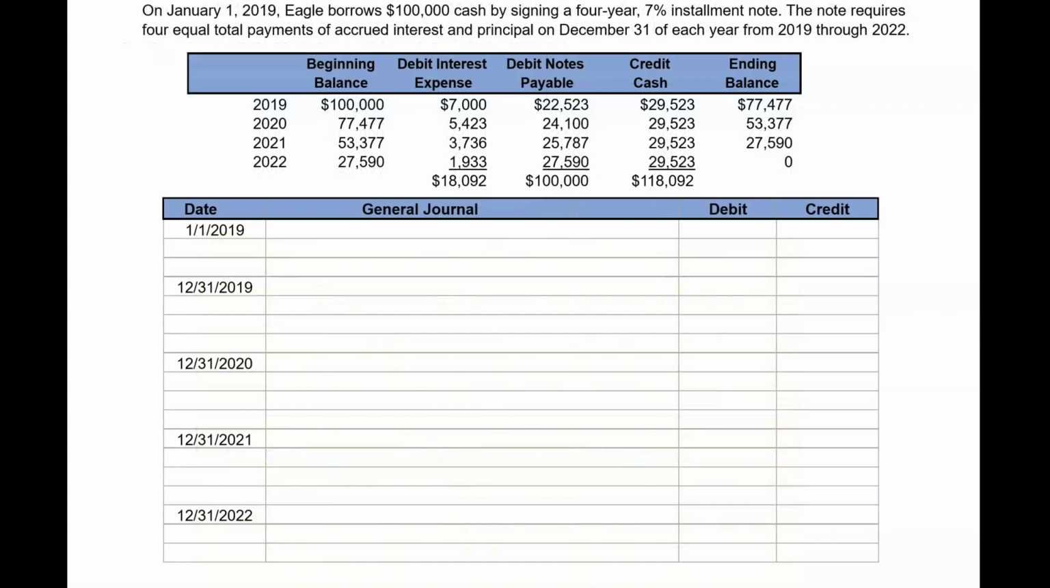Okay, now we're going to look at the journal entries for this. The first journal entry is to recognize that we have a notes payable, which is to debit cash $100,000 and credit notes payable $100,000.